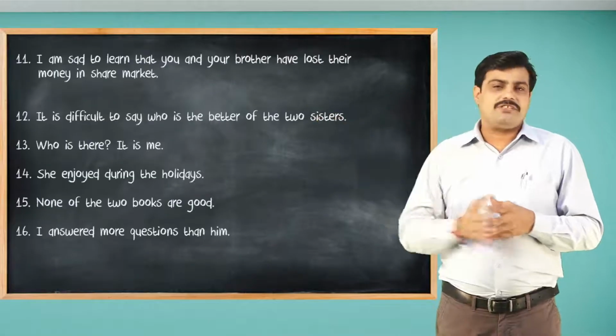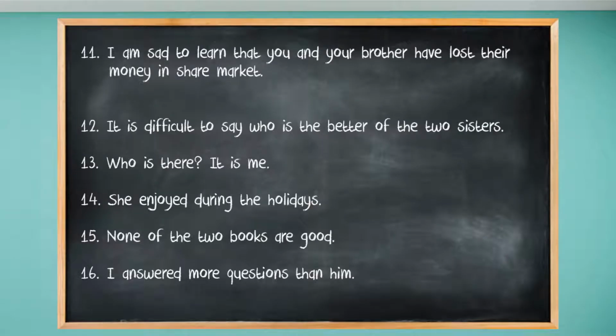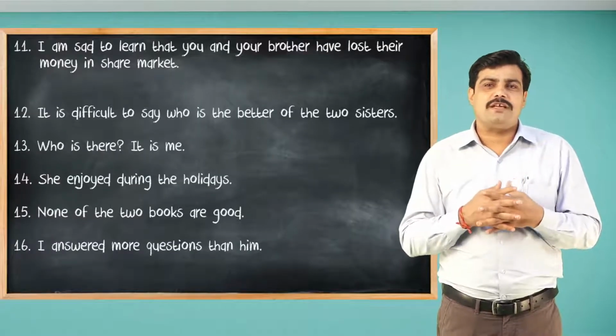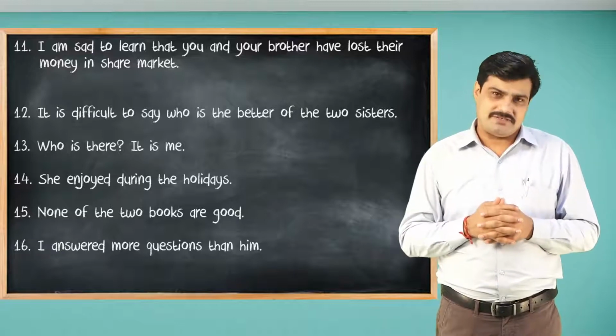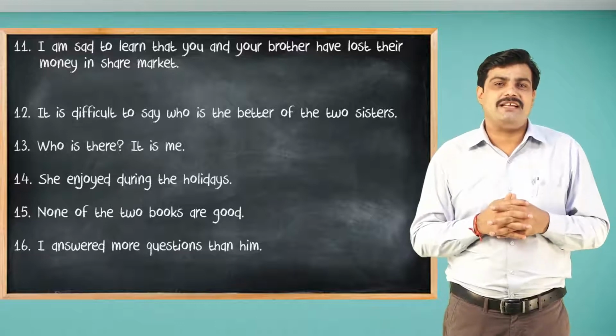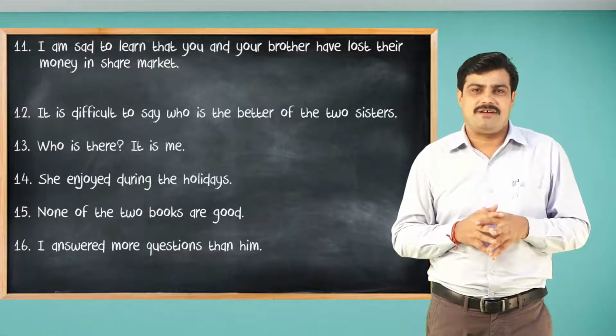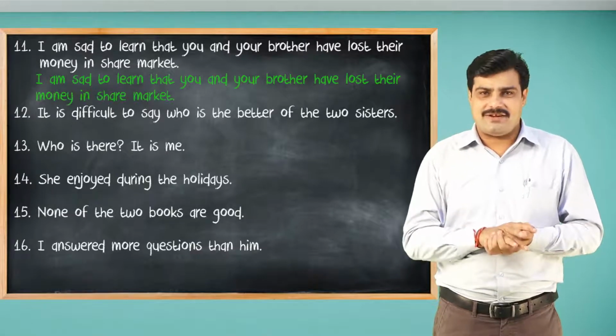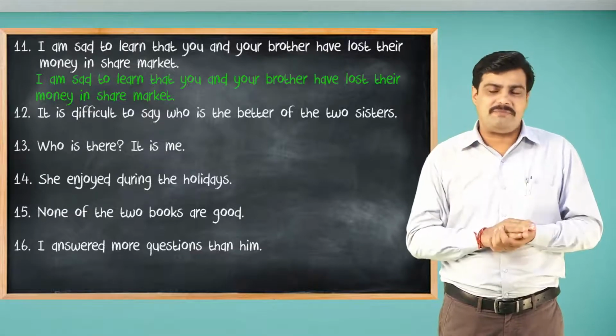Another sentence is on the screen. I am sad to learn that you and your brother have lost their money in share market. Now, what is the mistake here in this sentence? I am sad that you and your brother have lost your money. So the pronoun must be balanced.